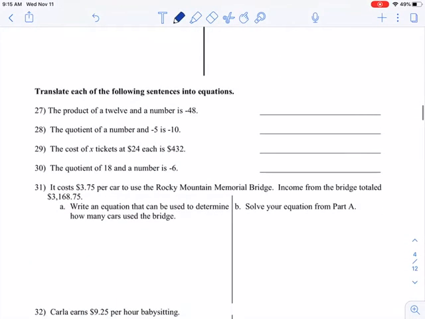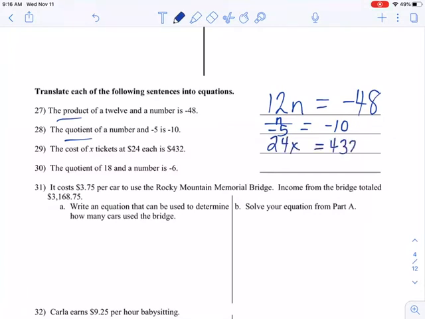All right, so let's look at the translating section here. Product means to multiply. So you have 12 times a number equals -48. Quotient means to divide. So n divided by -5 equals -10. The cost of x tickets at $24 each, so 24 times x is 432. And the quotient of 18 and a number is -6.